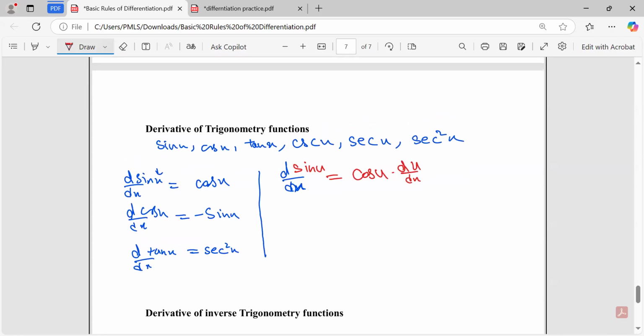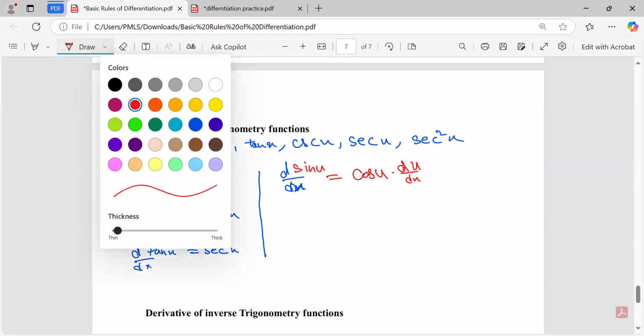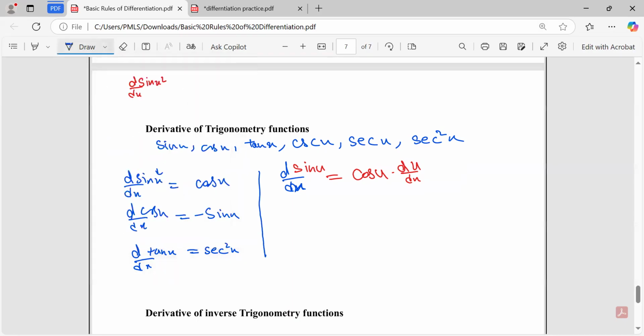For example, you have d/dx of sine x². So what will be the derivative of this one? See that in this case, sine converts to cos x², and the derivative of x². Don't forget to take the derivative of the angle. So this will be cos x² times the derivative of x², which is 2x. So that will be 2x cos x².